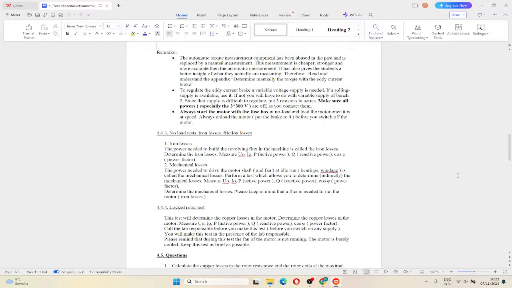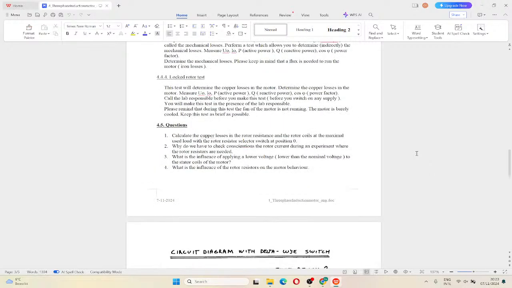So usually it's also some calculation. So we go to the no load test. No load test. Basically the circuit diagram is quite similar to what we have in the first two tests. The only difference is, let's talk about this first.